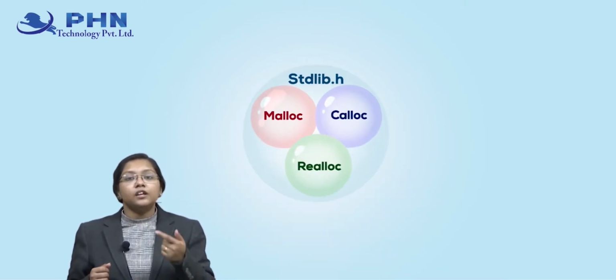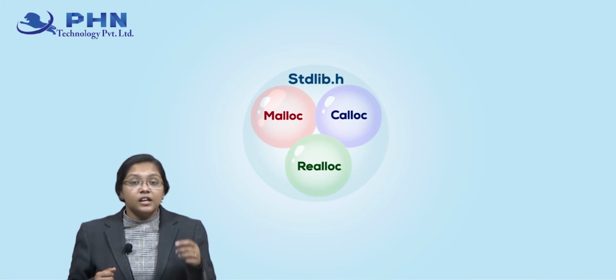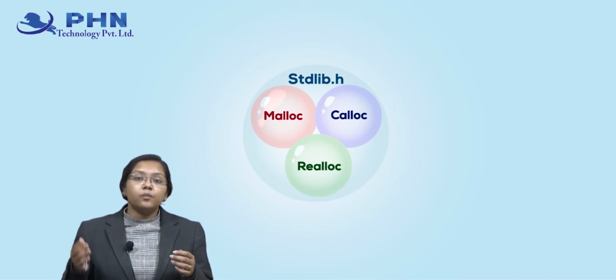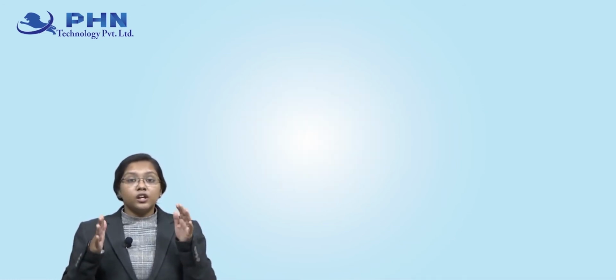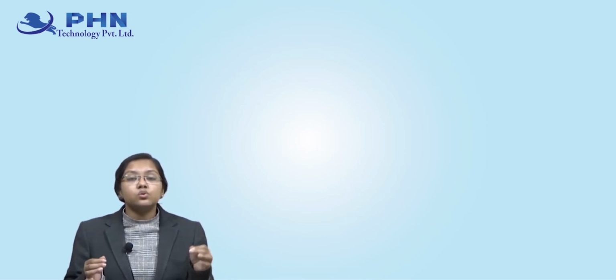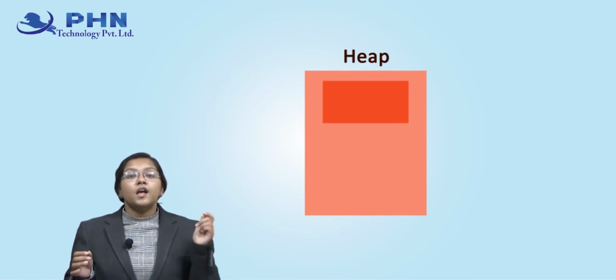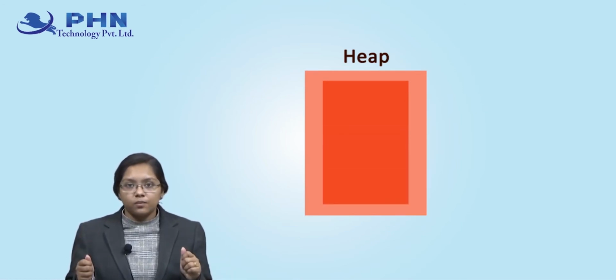And one more point: while declaring malloc and calloc, I told you that we have to have the header file stdlib.h. Similarly, if you want to work with realloc also, you have to have the same header file stdlib.h. Then only your realloc function will work properly. So realloc is used to resize the heap memory, which is already defined by my malloc or by my calloc.